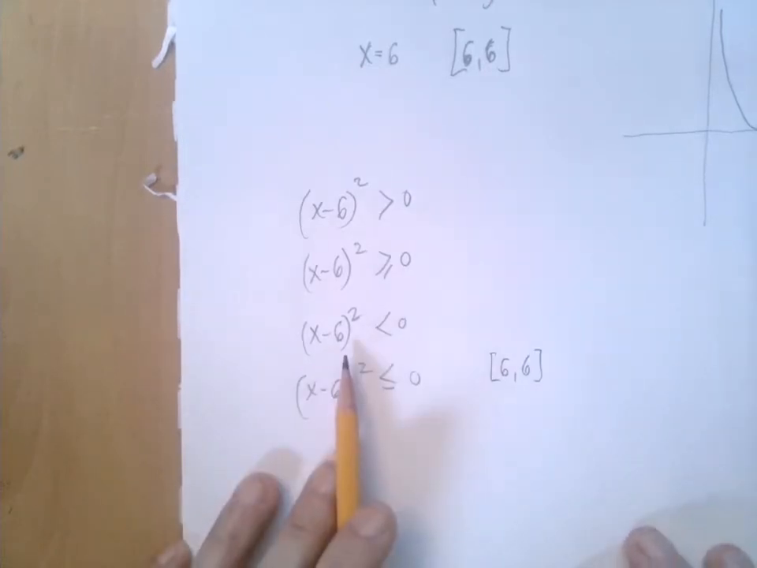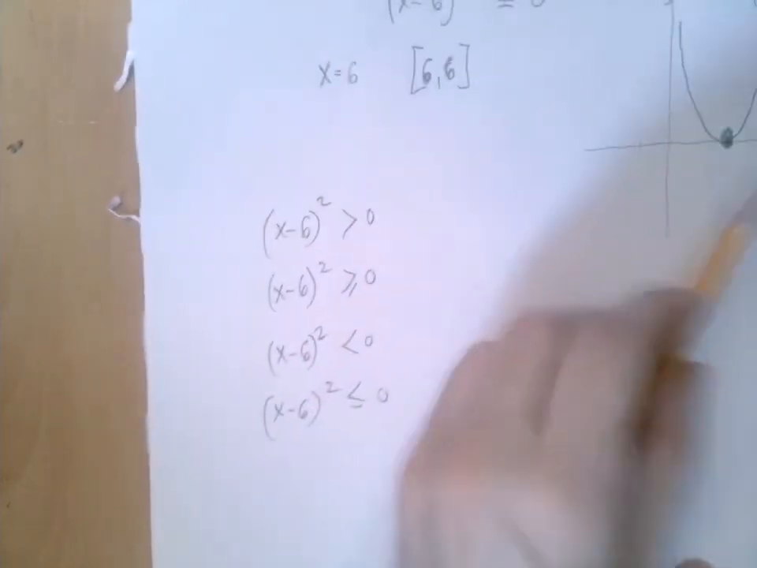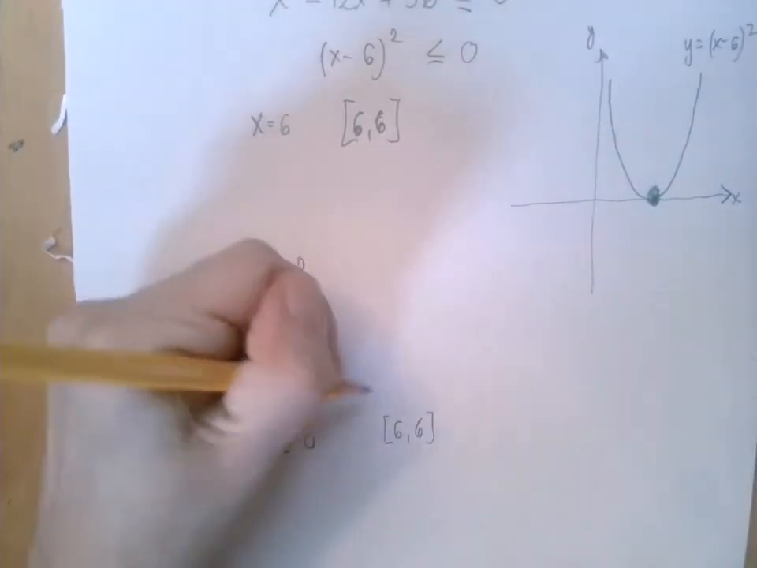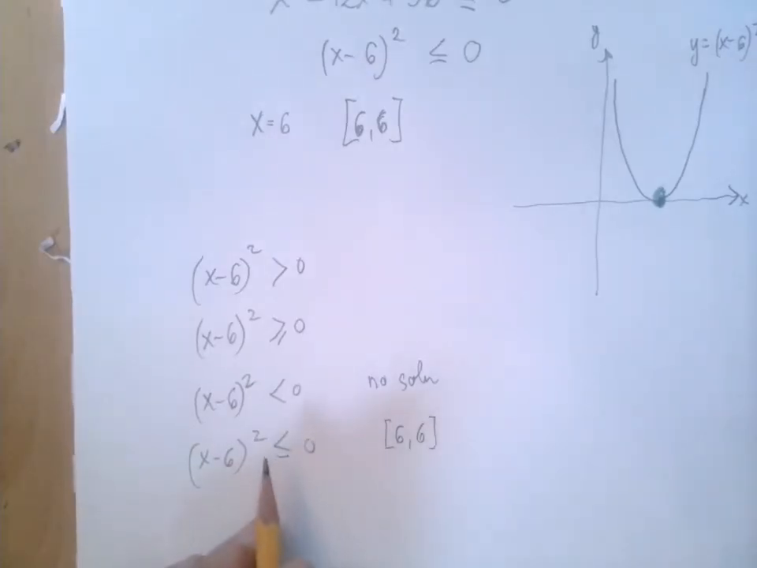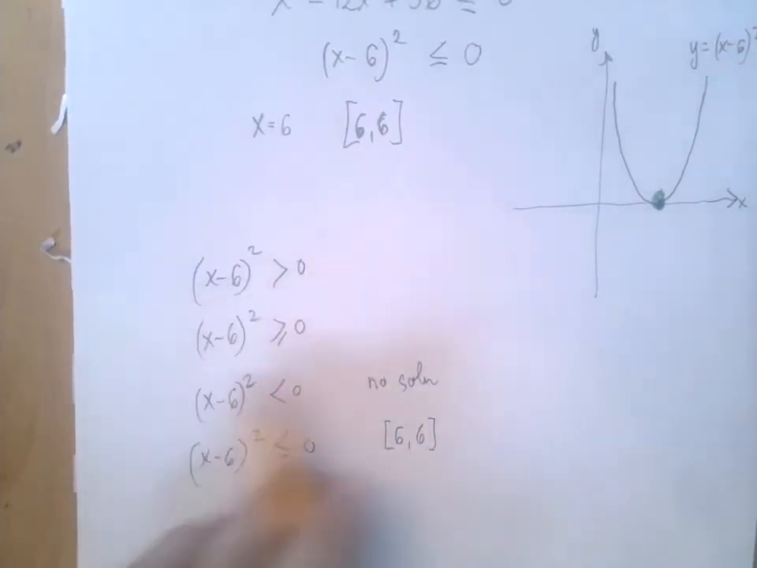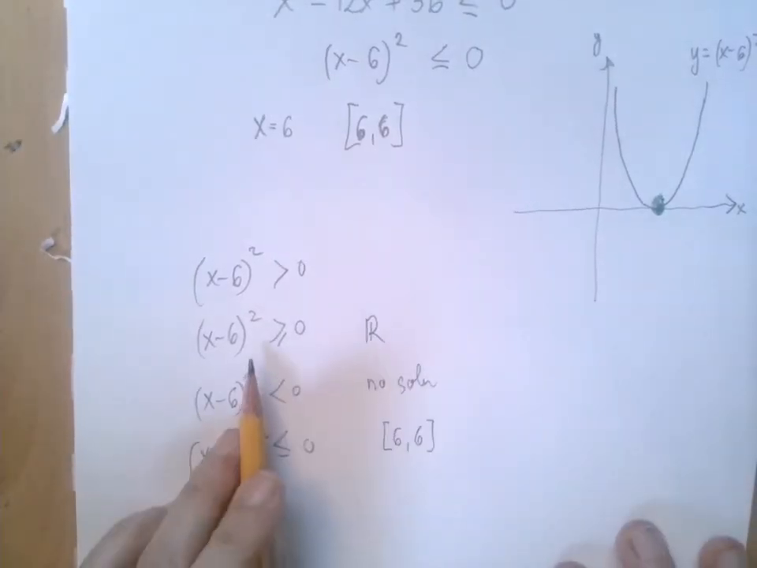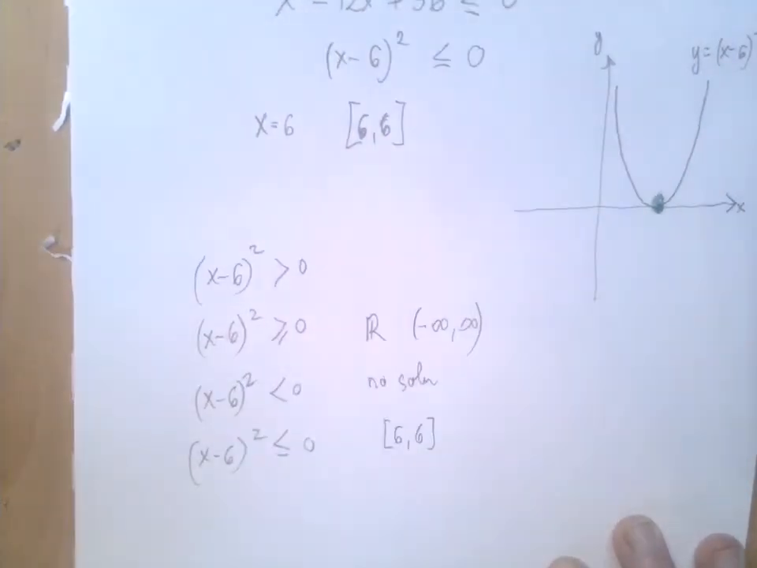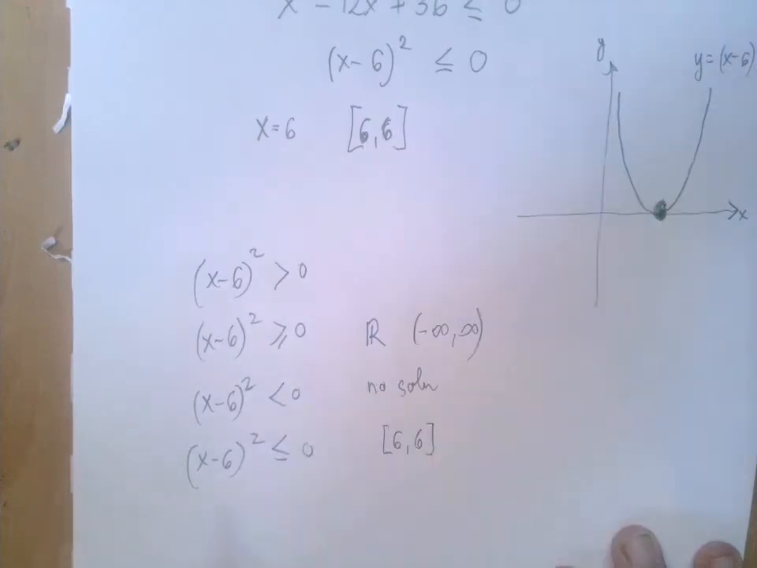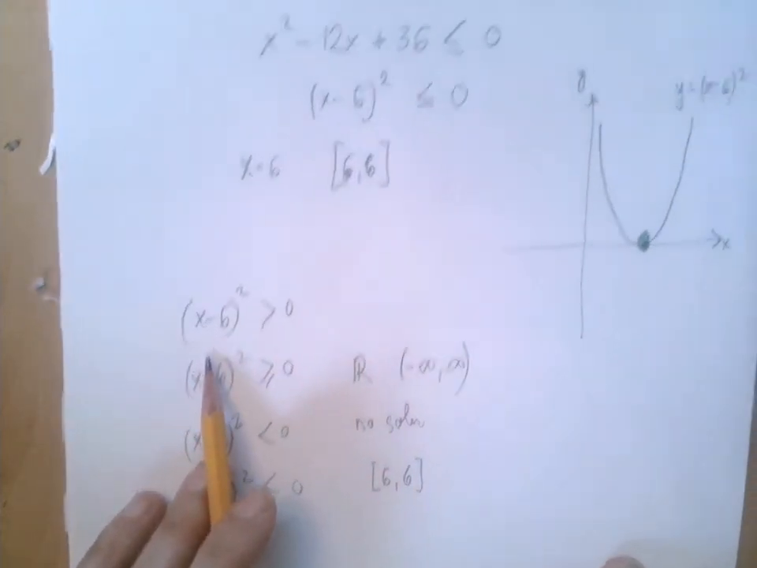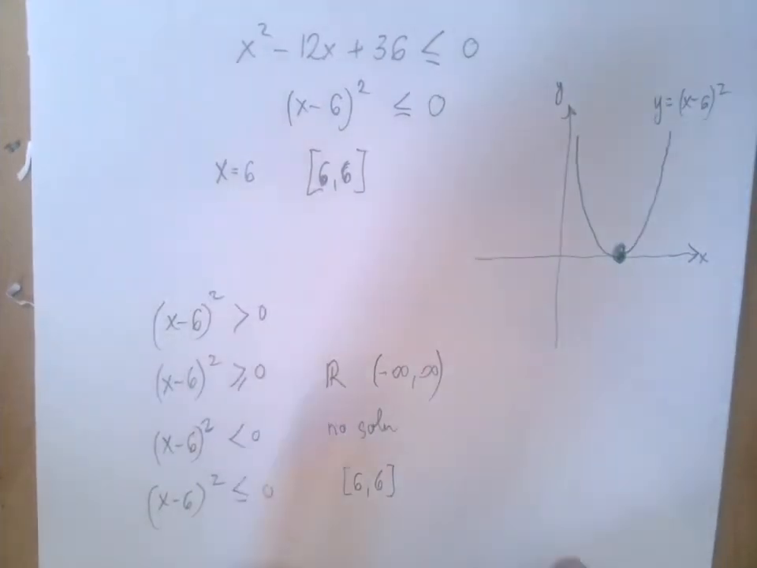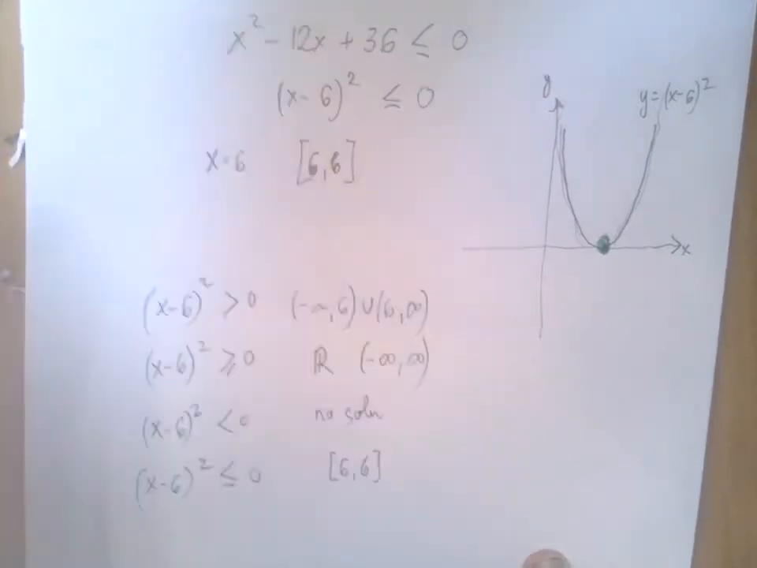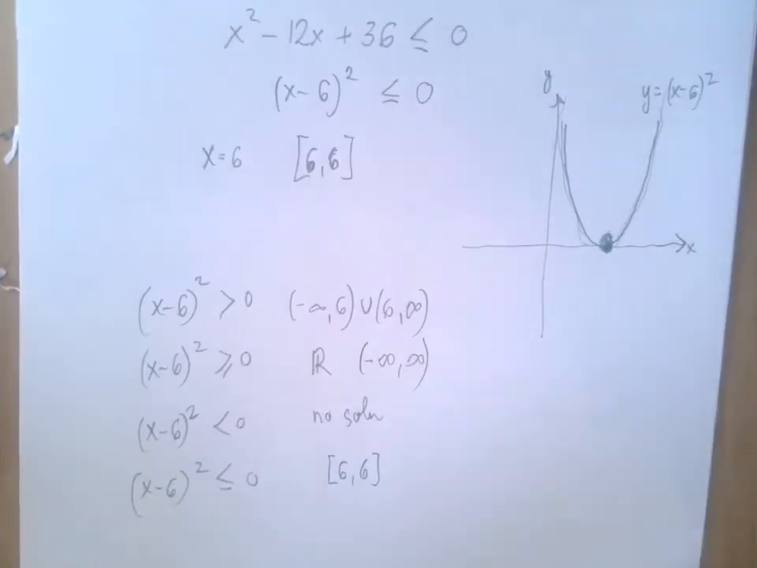x minus 6 squared less than 0. That would mean we're looking on this picture, the part of the parabola that's below the x-axis. There is none, so this one has no solution. Right? Squares are never negative because they're always positive or 0. So this one, all real numbers are solutions of this one. Every square is positive or 0. In MyOpenMath, you're going to enter it as an interval, like so. And x minus 6 squared greater than 0 is pretty much every part of the parabola except for the vertex. So that would be from negative infinity to 6, open interval, union, 6 to infinity.